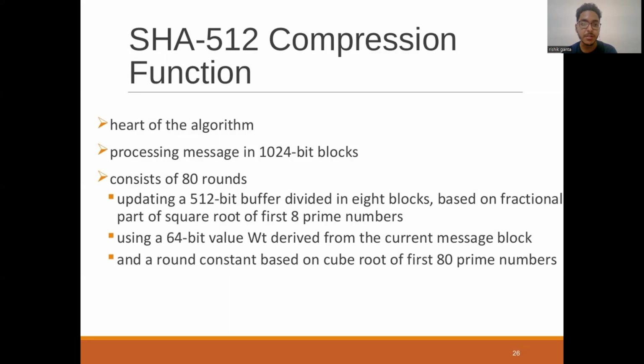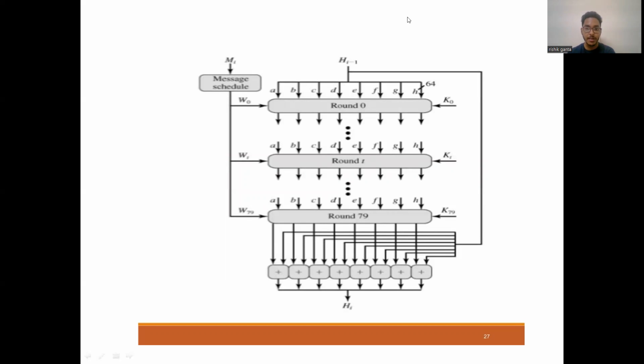SHA-512 compression function. This is the heart of the algorithm. The processing of the message in 1024-bit blocks consists of 80 rounds, in which a 512-bit buffer is updated. The buffer is divided into 8 words based on the fractional parts of the square roots of the first 8 prime numbers, using a 64-bit value W derived from the current message block and a round constant based on the cube roots of the first 80 prime numbers. So this is the flow diagram.